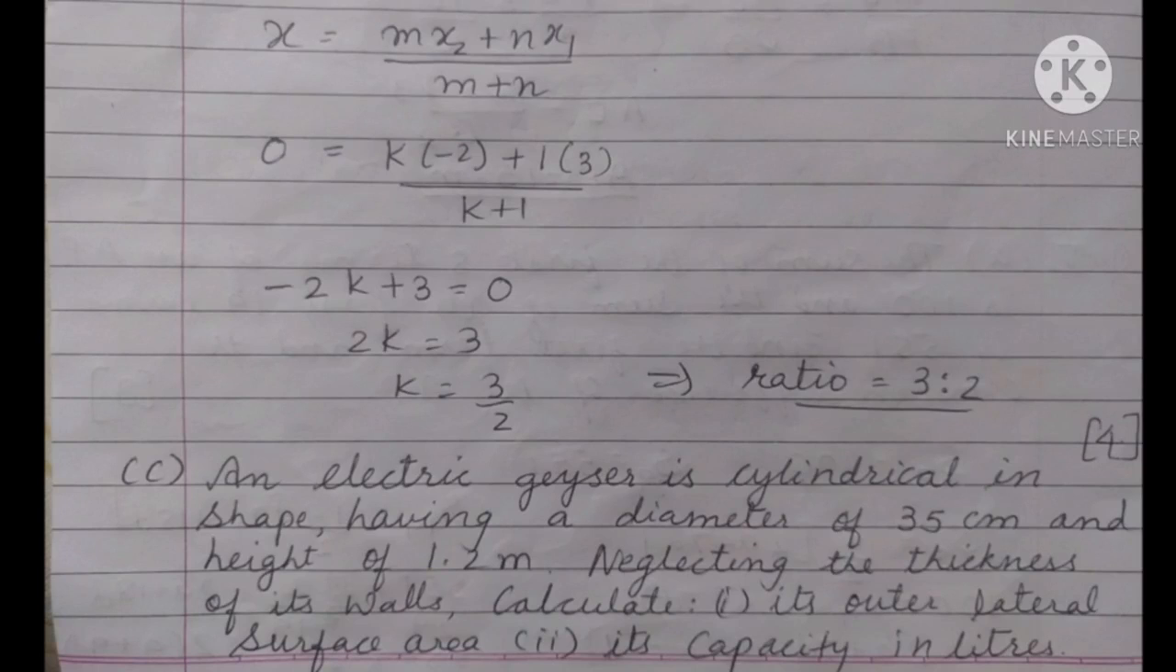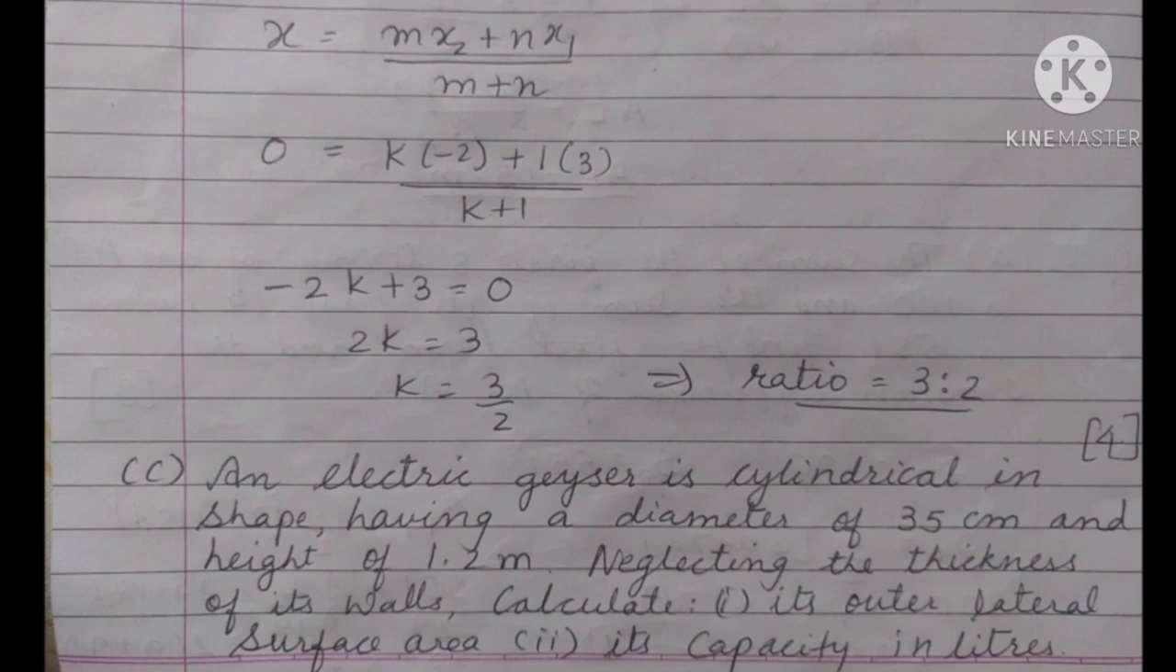Now x coordinate is 0. So place the value m and n, k ratio 1. So I get minus 2k plus 3 is equal to 0, that is 2k is equal to 3 and k is equal to 3 by 2. So the ratio I found is 3 ratio 2.